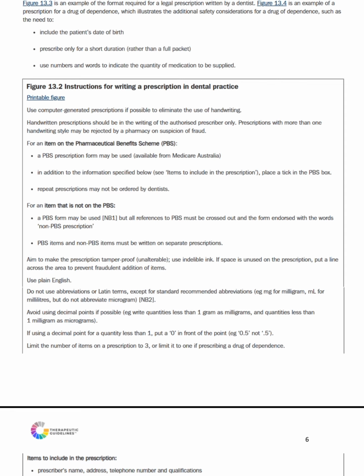For example, write quantities less than 1 gram as milligrams and quantities less than 1 milligram as micrograms. If you are using a decimal point for a quantity less than 1, then you have to put a 0 in front of the point. For example, you can write 0.5, not just .5, because otherwise the patient can add a digit and make it 2.5 or 3.5, which will again not be right. Now limit the number of items on a prescription to 3, or limit it to 1 if prescribing a drug of dependence. So if you are prescribing a drug of dependence, then limit it to only 1 item on a single prescription. If you are giving a non-drug of dependence, then you can put 3 items on 1 prescription.